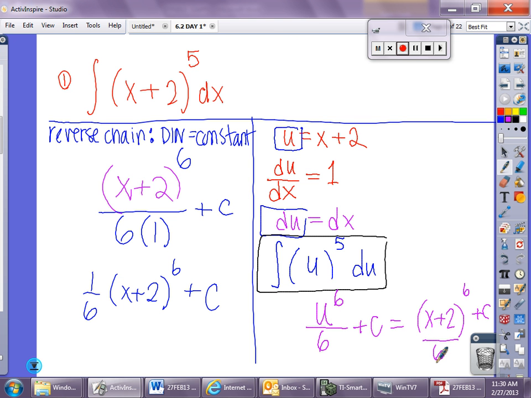And if you want to put 1/6 or over 6, they're both going to be correct. So there's the process. That's what you're going to practice tonight. You won't have to figure out your own u. All right? So let's look at number 2.